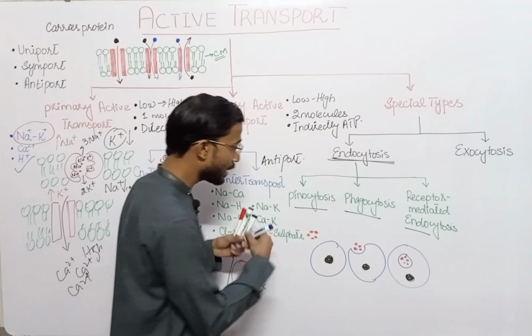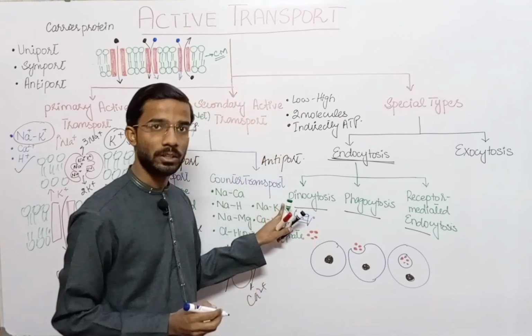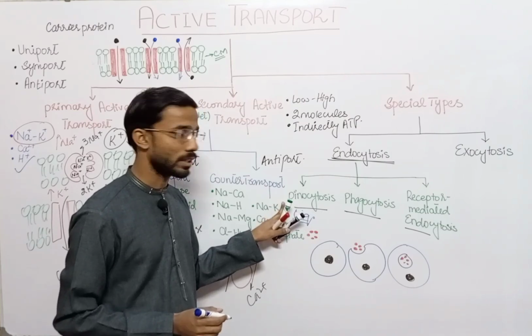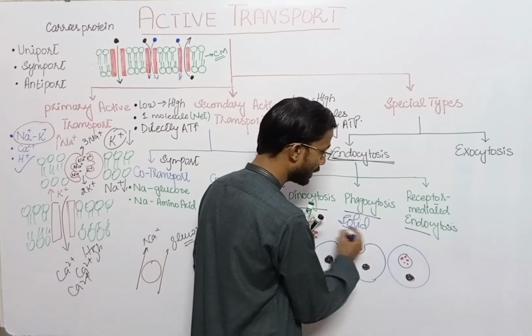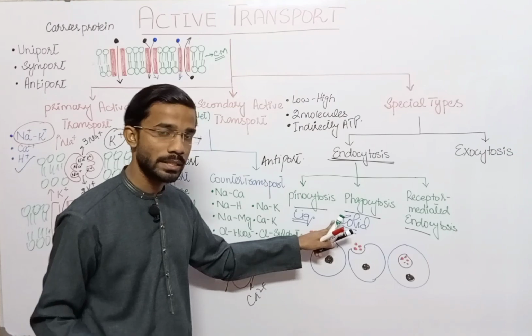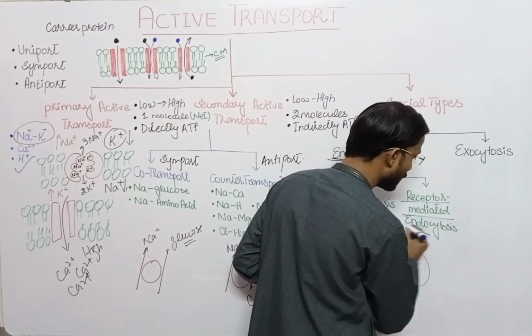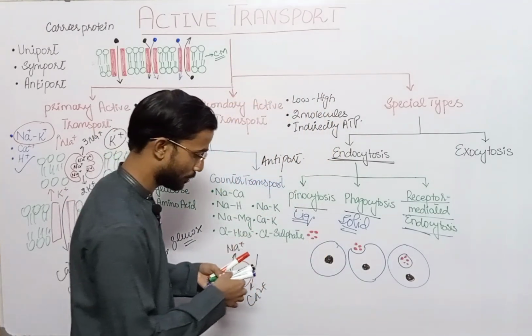If liquid substances are engulfed, then it is called pinocytosis. It is also called cell drinking. If solid substances are engulfed by the cell, then it is called phagocytosis, and it is also called cell eating. But the important thing is receptor mediated endocytosis. This is actually a different thing.